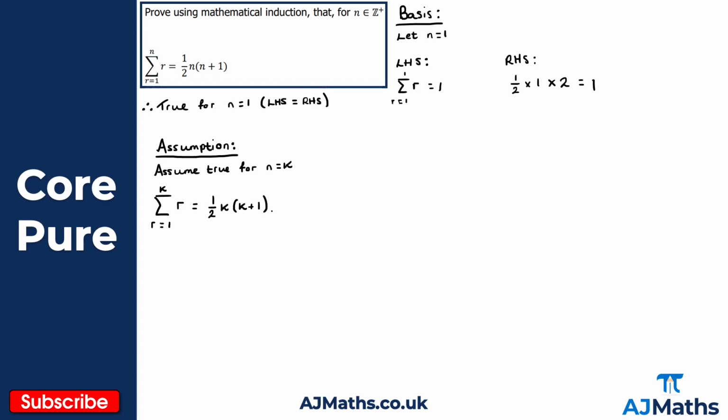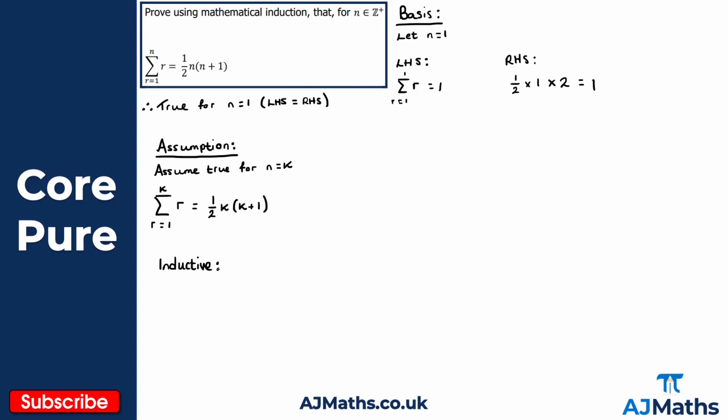Like so. So we've assumed this is true now for n equals k. So we can't do anything further now with the assumption. But what we're going to do now is use the assumption here to help us with step 3, which is our inductive step.